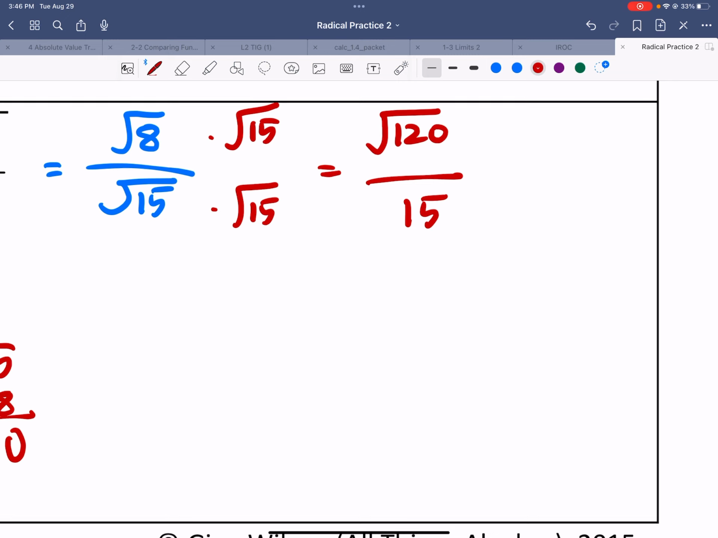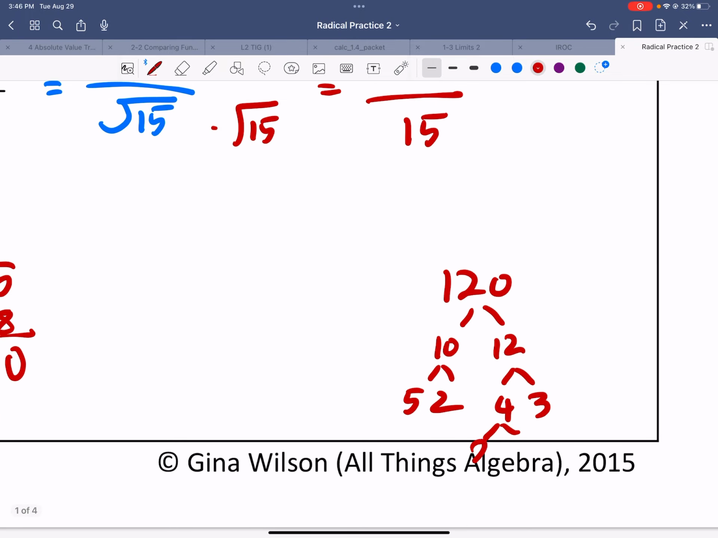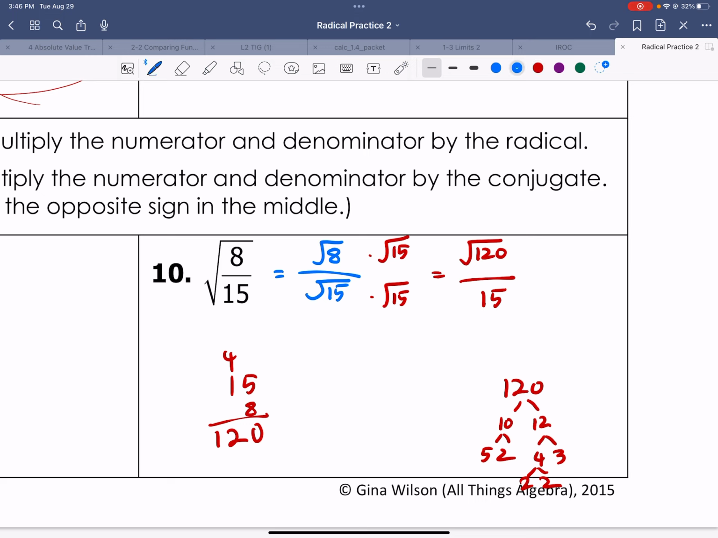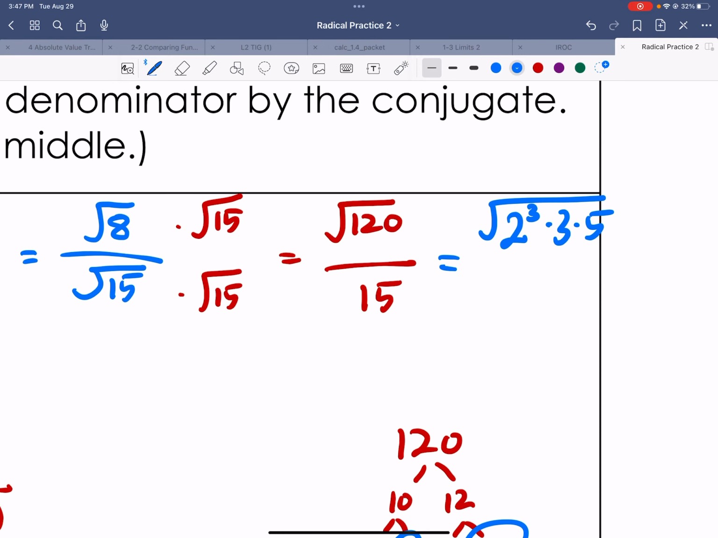I wish that's it, but no, it's not because I have to simplify it. So what does 120 give me? It's going to be 10 and 12. That's going to give you 5 and 2. That's going to give me 4 and 3. 4, I can break down into 2 and 2. So this one I can write as the square root of 2 to the third power times 3 times 5, over 15.